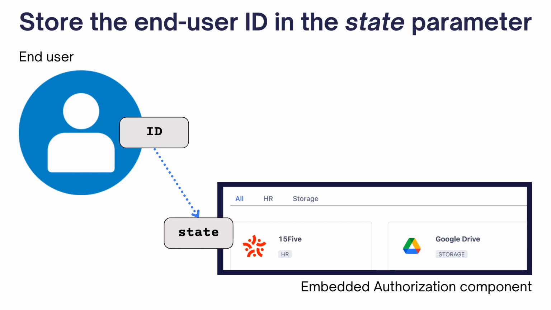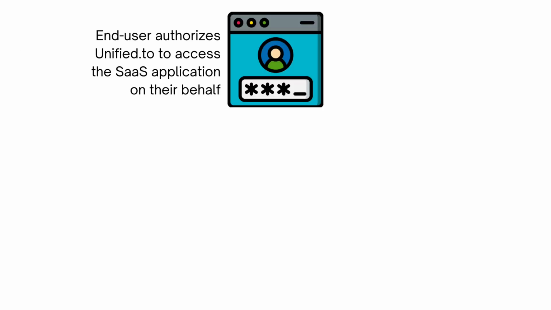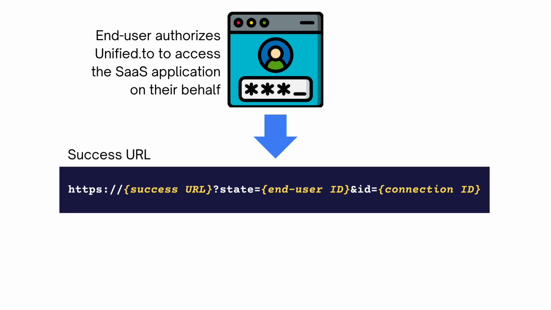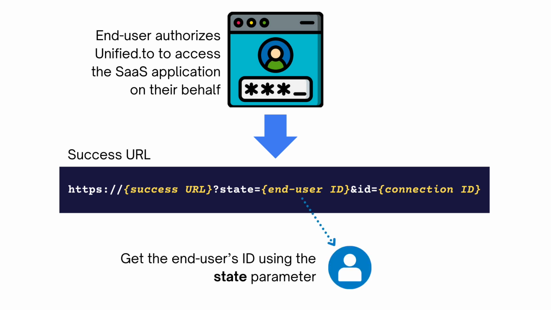When the end user clicks on a SaaS application logo in the Embedded Authorization component, they're sent to the page where they authorize access to their account on the SaaS application. When the end user authorizes your application to use the account, they're returned to your application via the success URL. Now, the success URL includes a couple of parameters, and the first is state, and it contains the exact same value as the state parameter you provided to the Embedded Authorization component.